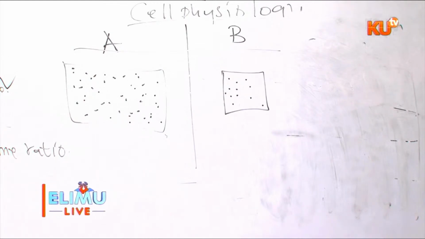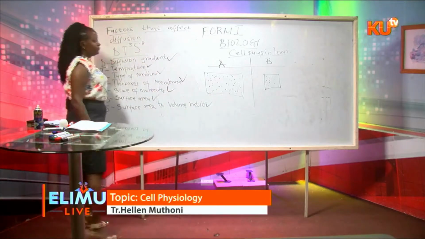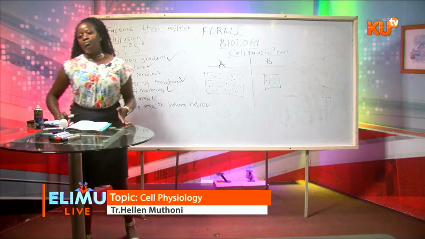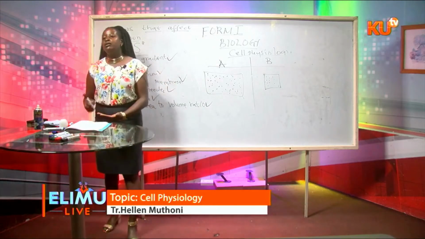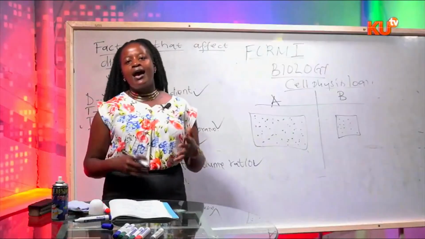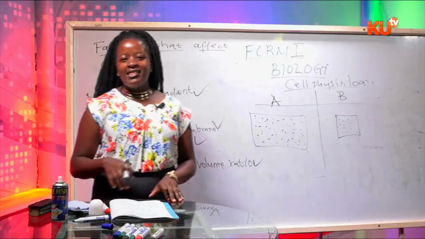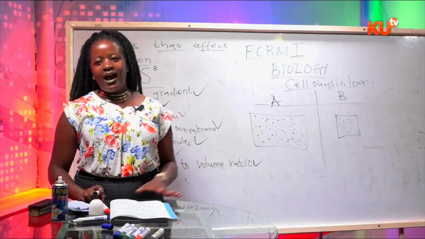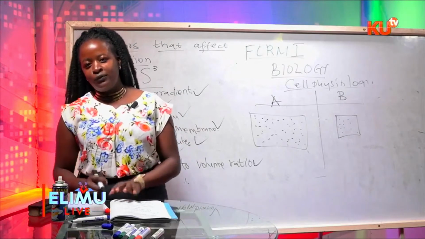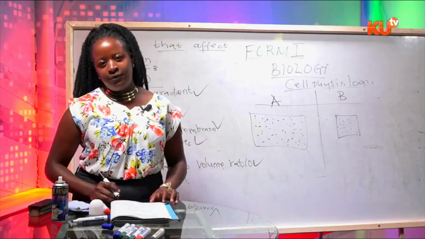Last but not least, we have surface area to volume ratio. Now, surface area to volume ratio is a comparison between the surface exposed, for example, for an organism, versus its volume. So the higher the surface area to volume ratio, the higher the rate of diffusion. So those are the 7 factors that affect the rate of diffusion.